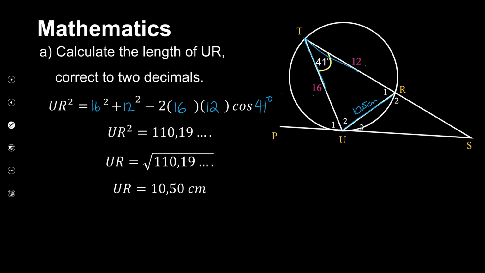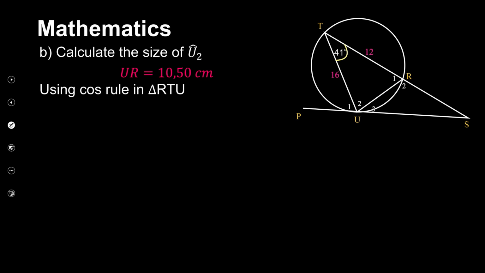Right. The next question, they want us to calculate the size of U2. Remember we calculated UR as 10,5 centimeters. Now they want us to find this angle here. Okay, now remember we've got this value here, 10,5. So in this triangle we've got side, side, side. So because we have side, side, side, we can use cos rule to find U2.